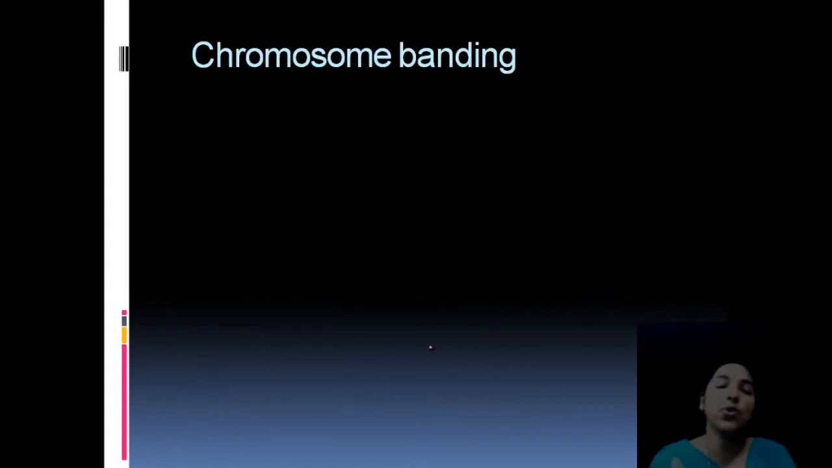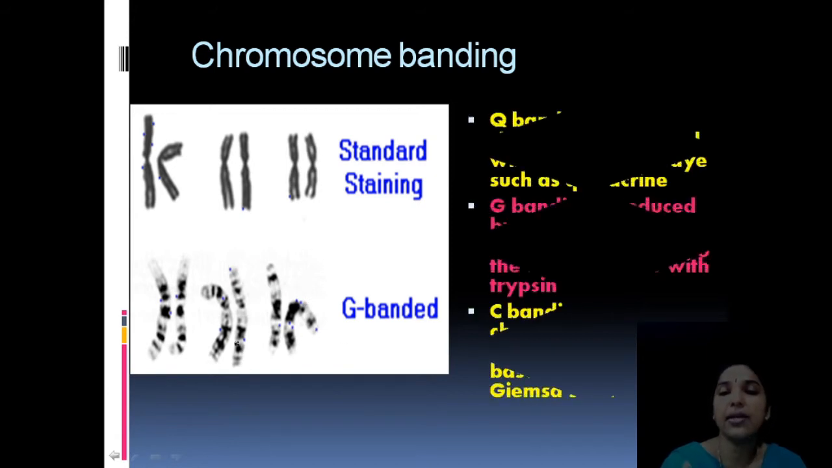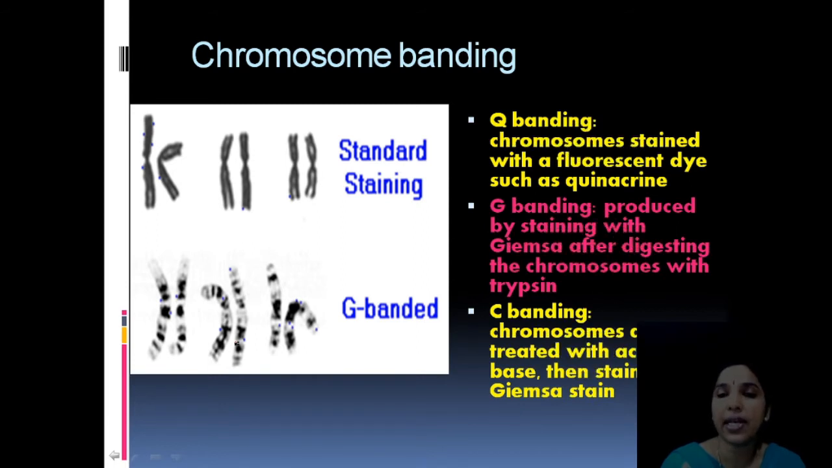Now let us move on one by one. When you look at this picture, you can see a standard staining technique. When you stain normally you will observe like this, but when you stain with Giemsa, you will get like this. In the Q banding technique, chromosomes are stained with quinacridine, in G banding with Giemsa, and in C banding they are first treated with acid and base, then stained with Giemsa stain.